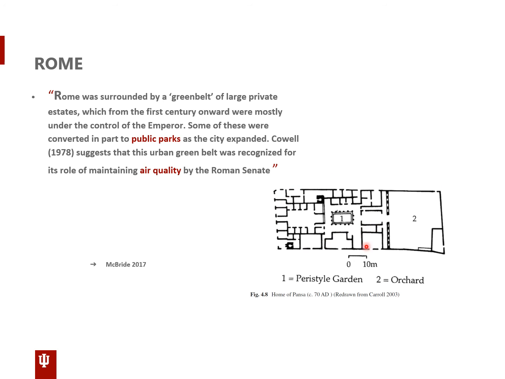Here's a layout of a Roman home. It's kind of hard to see what's going on here, but this area was like a private orchard, and then there was a garden in the center of it. So there was urban vegetation, but it wasn't really accessible to a lot of the public, and that's the story for a lot of these early areas, other than maybe a little bit of Greece. While there was vegetation in these urban areas, it's not like they had parks that anyone could go to and hang out in.